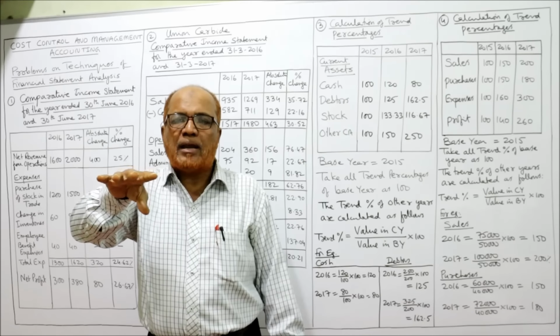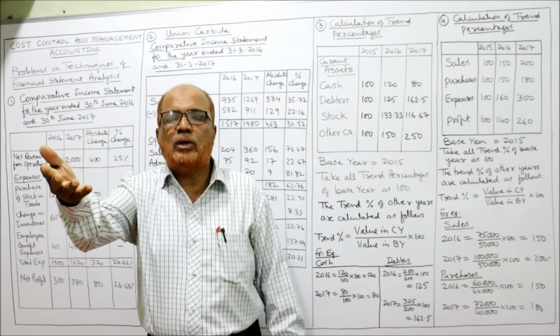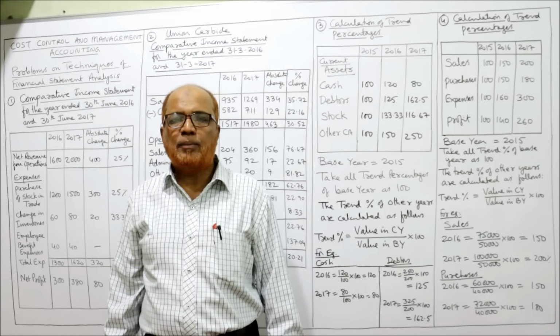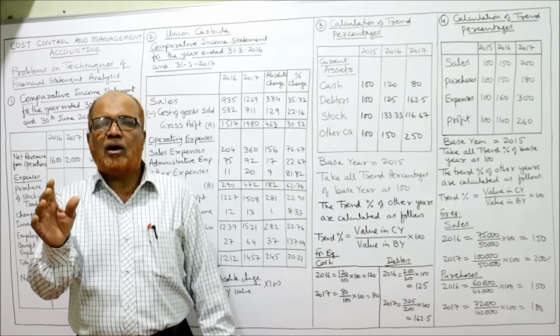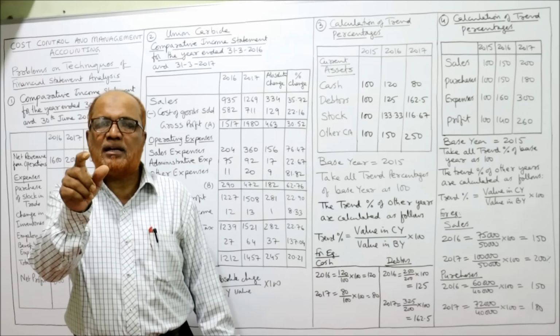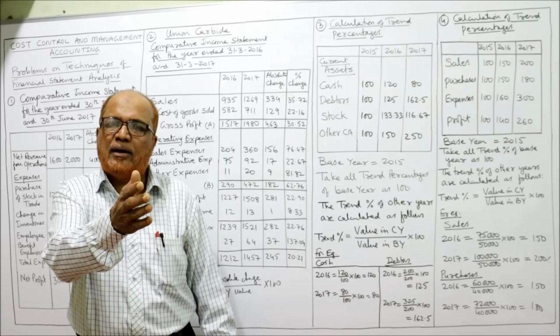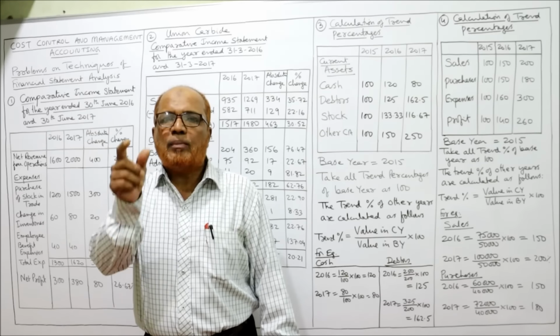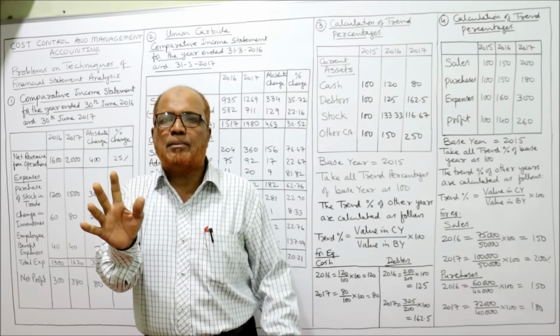When we make the comparison for more than 2 years, it is called trend percentage. We are finding out the index numbers or percentage of current year value compared to a base year. Normally the first year will be treated as the base year.